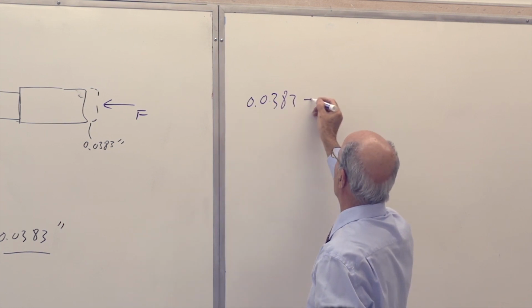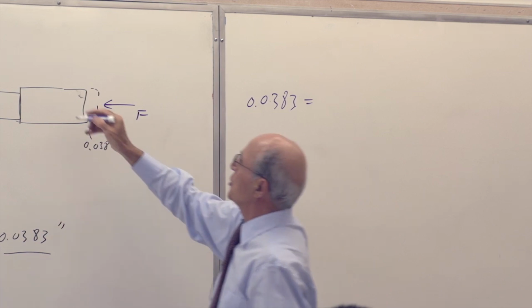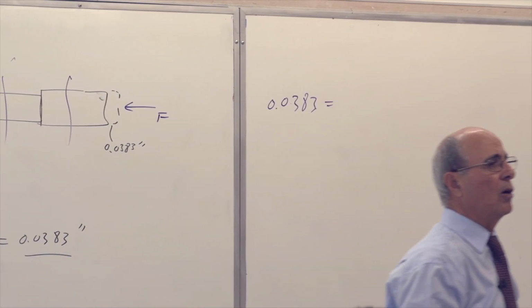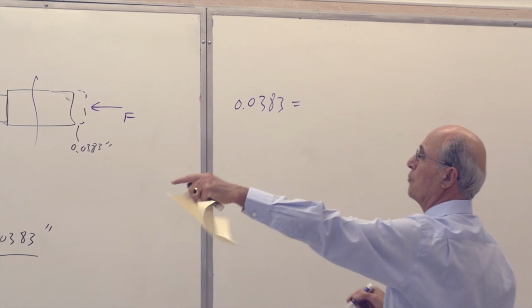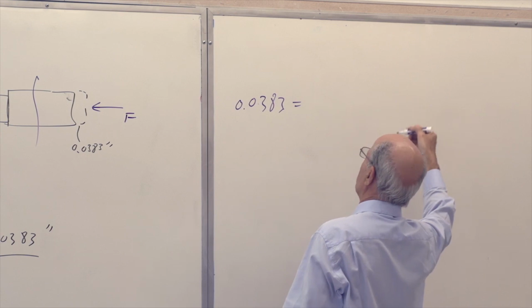0.0383, negative, of course. The other sides are negative; we are bypassing the negative. This is under F, this is under F, this is under F. Is that correct or not? All in compression. So you can start from that side. So this is for delta: delta AB, delta BC, delta CD.